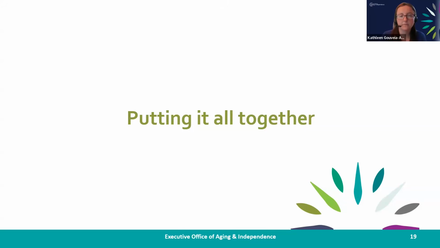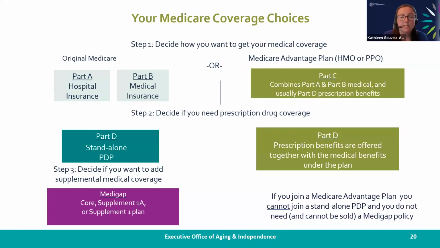Putting it all together. Your Medicare coverage choices. There are two options for supplementing Medicare. On the left side, you will see what it would look like for someone with original Medicare. Medicare Part A, the hospital insurance, Medicare Part B, the medical insurance, and then step 2, somebody would need to decide if you need prescription drug coverage. If you do, you would enroll in a standalone prescription drug plan. Step 3, decide if you want to add supplemental medical coverage. And lastly, someone can choose to enroll in a Medigap plan.